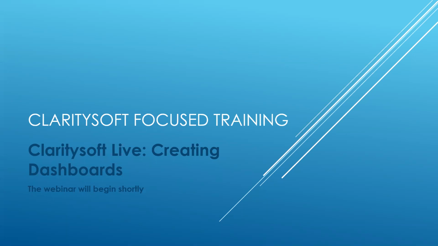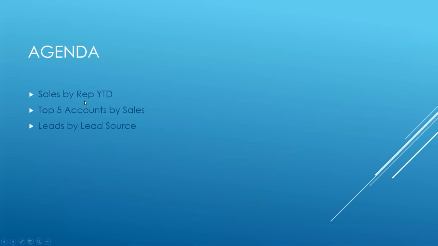Today we're going to create 3 different dashboards. One that's going to show the sales by the sales rep for year to date. And then we're going to do the top 5 accounts for sales, where we're going to pull out our accounts by the top 5 sales amounts. And then the last one, we're going to do leads by lead source to show us how many leads we brought in per lead source type. So those are the 3 that we'll create today.